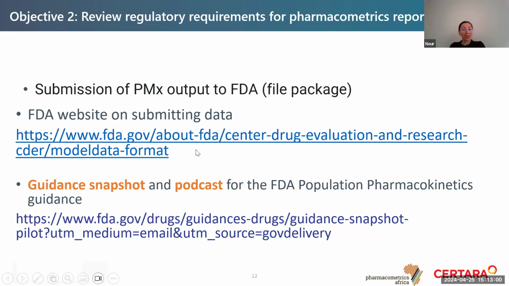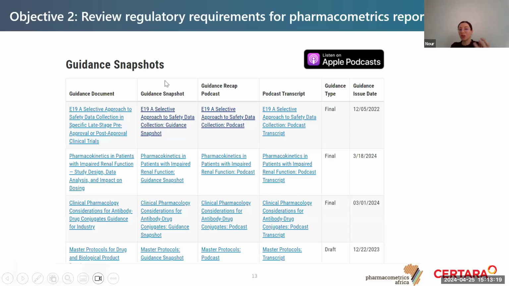So I was very happy to discover those links. Actually, this is the FDA website on submitting data, which is very important. But with this guidance snapshots and podcasts, if you click this link, you have access to guidance snapshots that cover almost all the aspects of pharmacometrics and clinical pharmacology, and it's very interesting to see. So I recommend you to see those links.